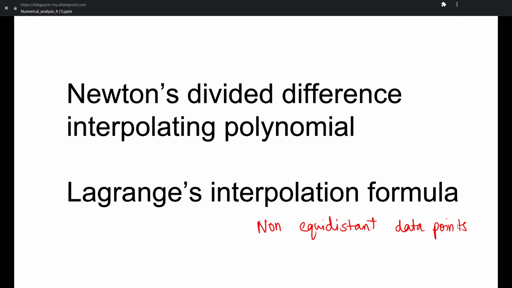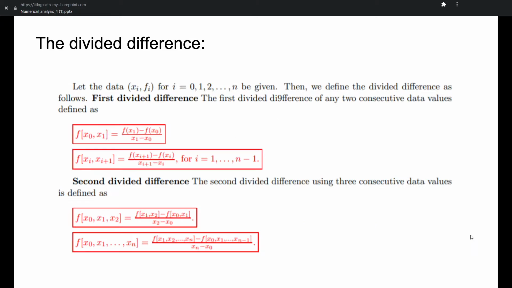Hello, so let us now look into Newton's divided difference interpolating polynomial and Lagrange's interpolation formula. These are used for non-equidistant data points. We previously had equidistant data points. First, let us look into the expression for divided difference.